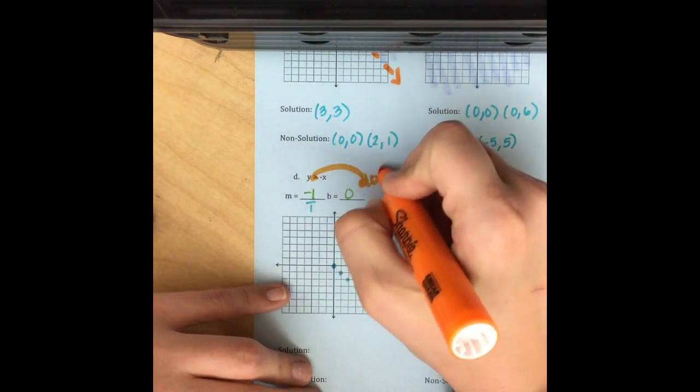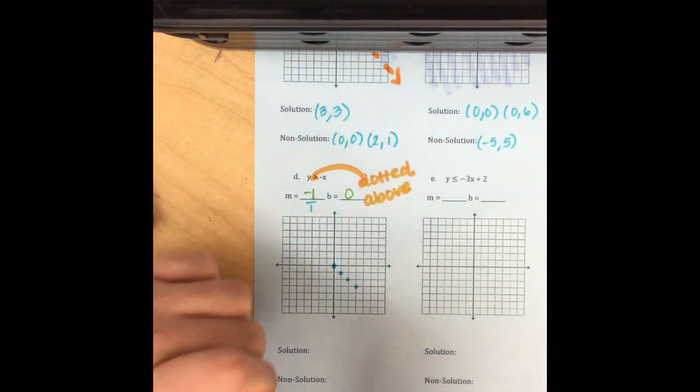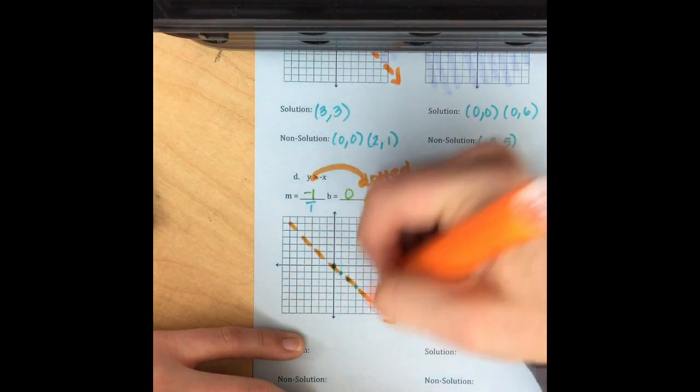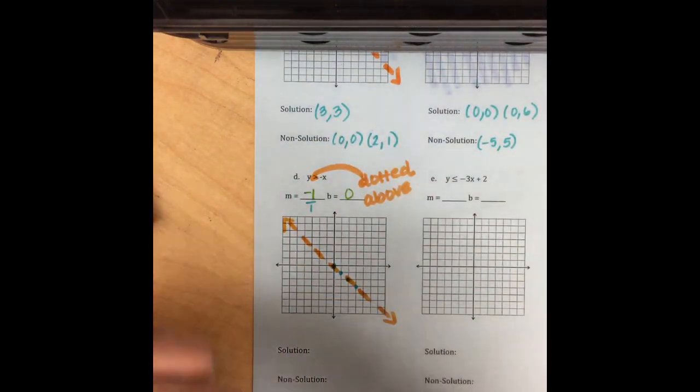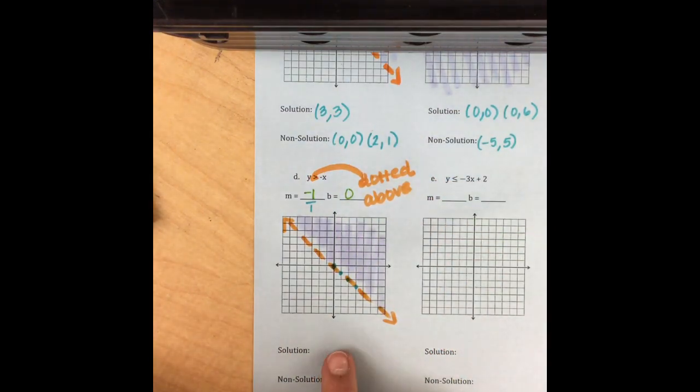The greater than tells me dashed or dotted. Greater tells me shade above. So it's going to be a dashed line, and I'm shading above. Okay? I'm going to skip the solution, non-solution for this one just because I think you can get the hang of it, and my video can only be 8 minutes long, so I have to get these next 2 done in 2 minutes.